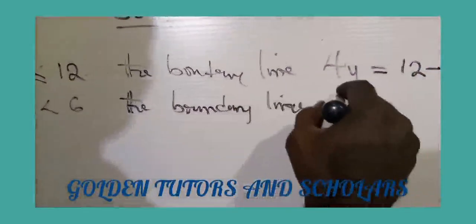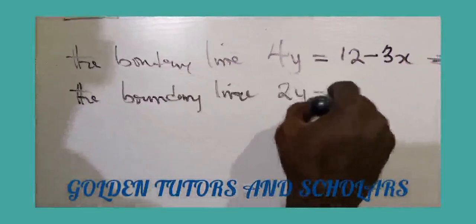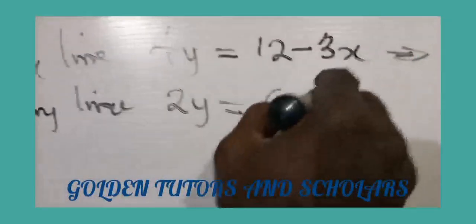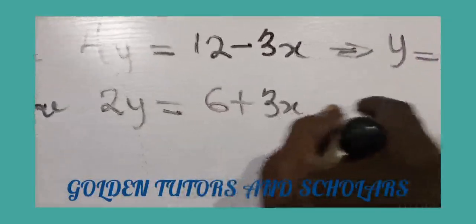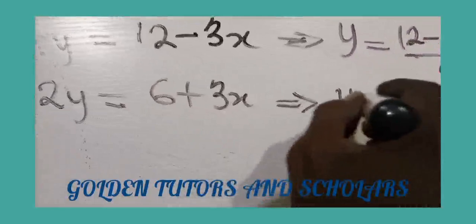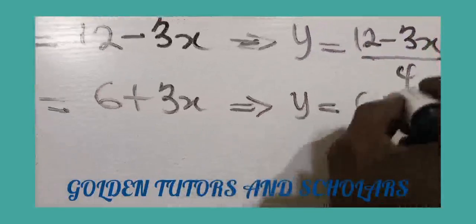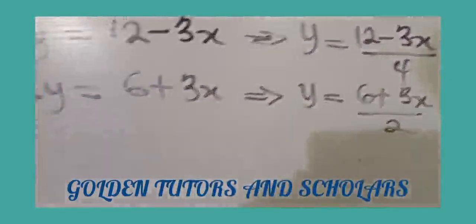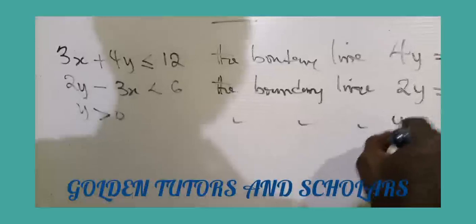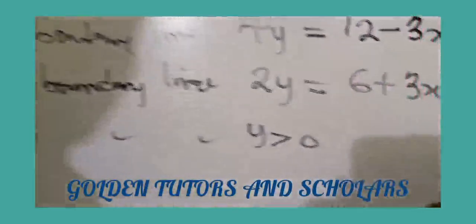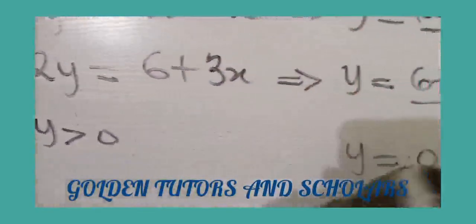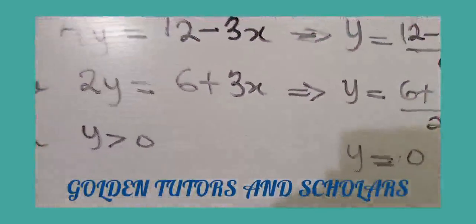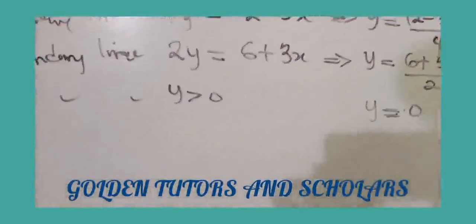The boundary line here will be 2y equals 6 plus 3x. And taking this further, y will be equal to 6 plus 3x over 2. Then the boundary line for this last one, y greater than 0, will simply be y equals 0. That will just be the boundary line for this.